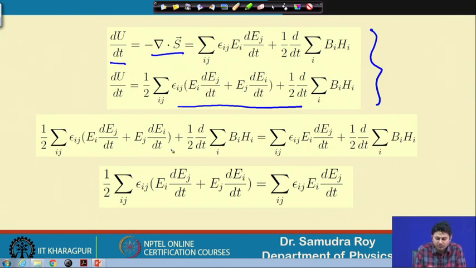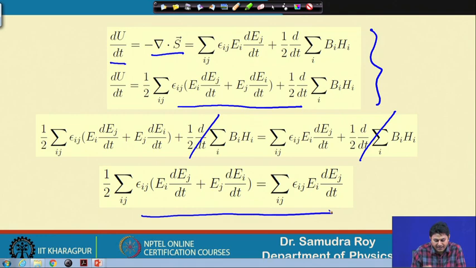Now, we put these equations side by side. When I put these equations side by side, I find that this term and this term will be cancelled out, because this is the same term we have on both sides. Then we have an interesting expression in our hand, and this expression suggests that half of epsilon ij E i d/dt E j, d/dt E i is equal to this quantity. Now, this equation will be consistent only when epsilon ij will be equal to epsilon ji.